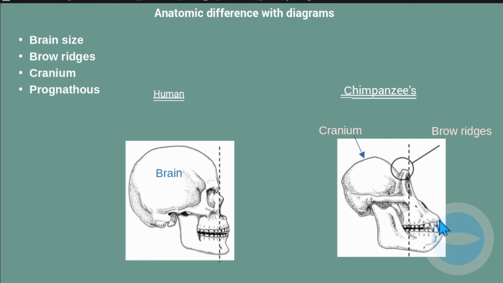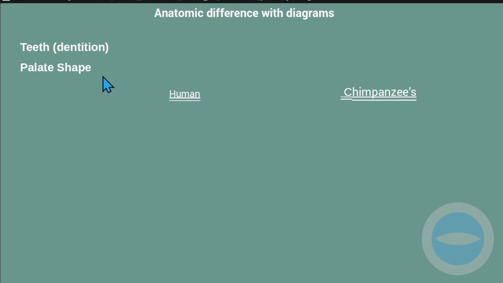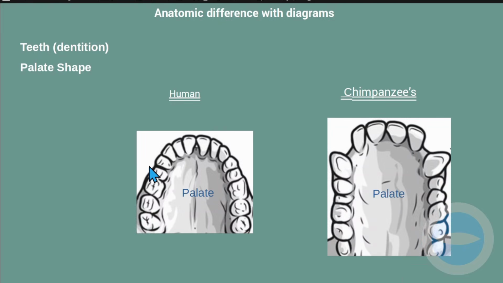So this is what is called prognathism. It is the protrusion of the jaws compared to the vertical line from the eyes. That is, in humans, it's very small, but with the African apes, it's very large. And then another difference is the teeth, or dentition, and the palate shape. So let's start with the teeth.